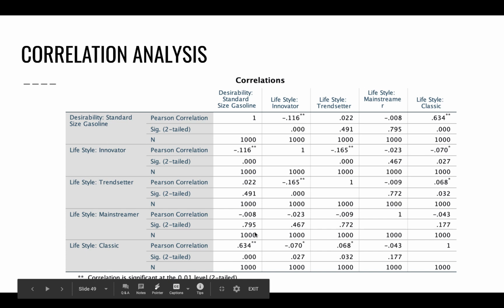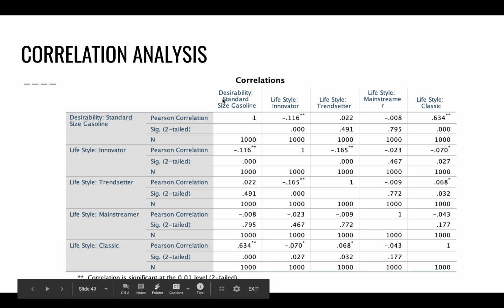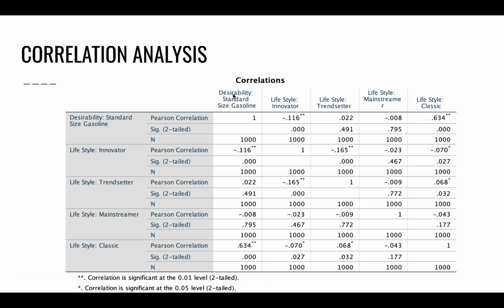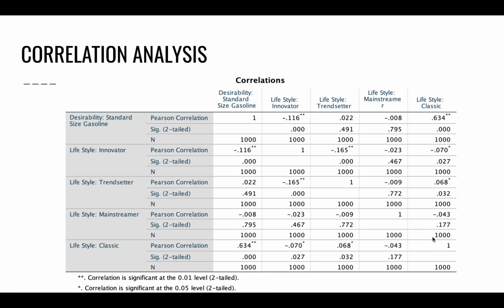You could, of course, also look at the overlap between all of these other different fields. So you could look at whether there is a correlation, for example, between being a trendsetter right here and being an innovator, and you see that there is 0.000, so there is a significant relationship between these two, but it's a weak and negative one. Either way, it's not very meaningful, because what we are interested in in this analysis is the relationship between each of these 4 lifestyles and the desirability for a standard size gasoline car, not with these other lifestyles, but anyway, you get that in your table as well.